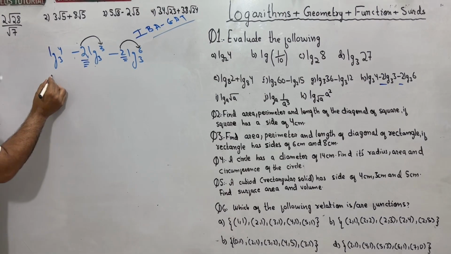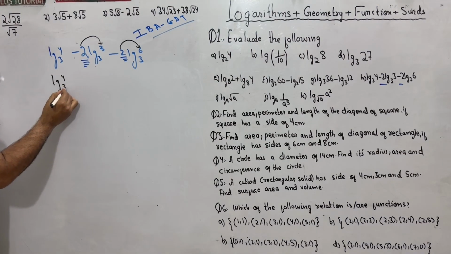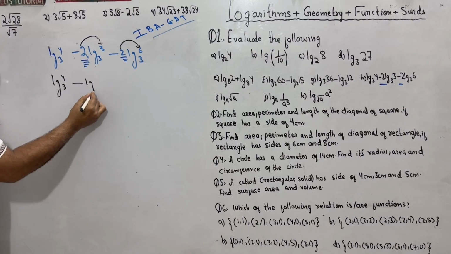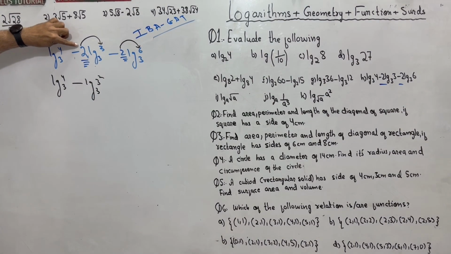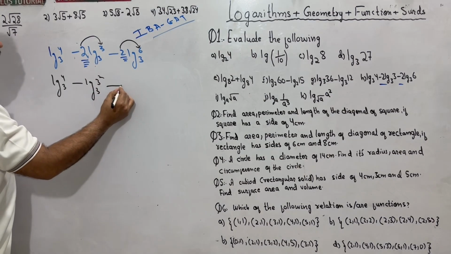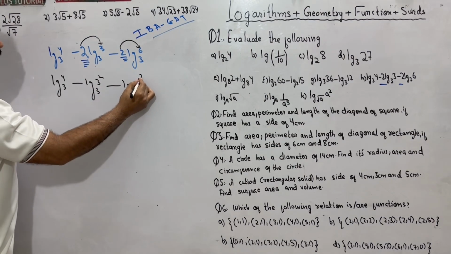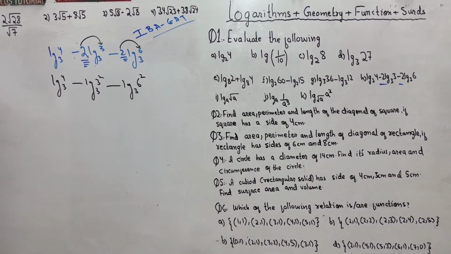So same, log of 4 to the base 3. So it is log of 3 square to the base 3. Switch over this 2 as power. Coefficient can be converted to power. Similarly, here minus log of 6 square to the base 3. 3 square means 9. 6 square means 36.